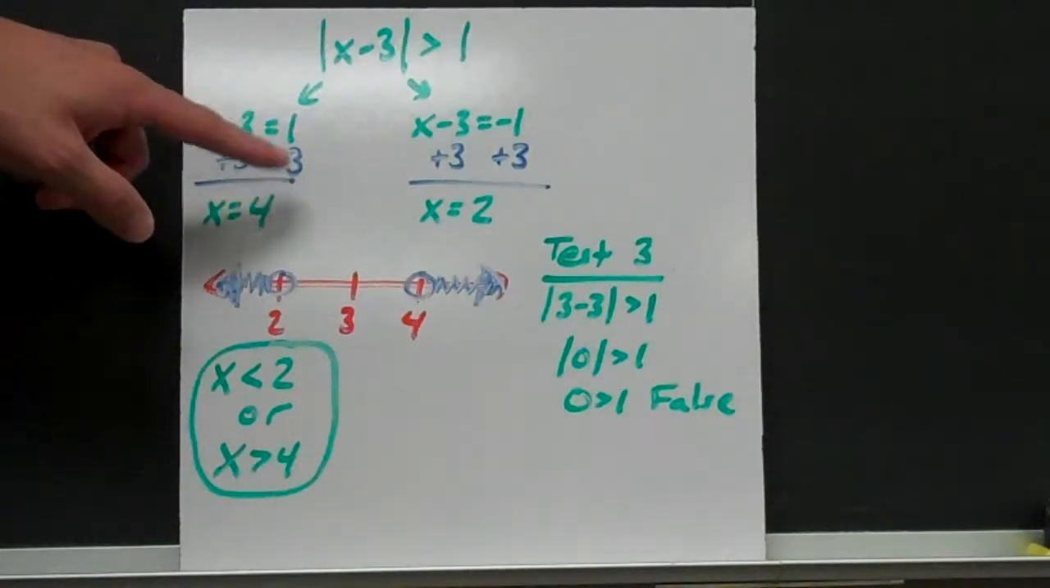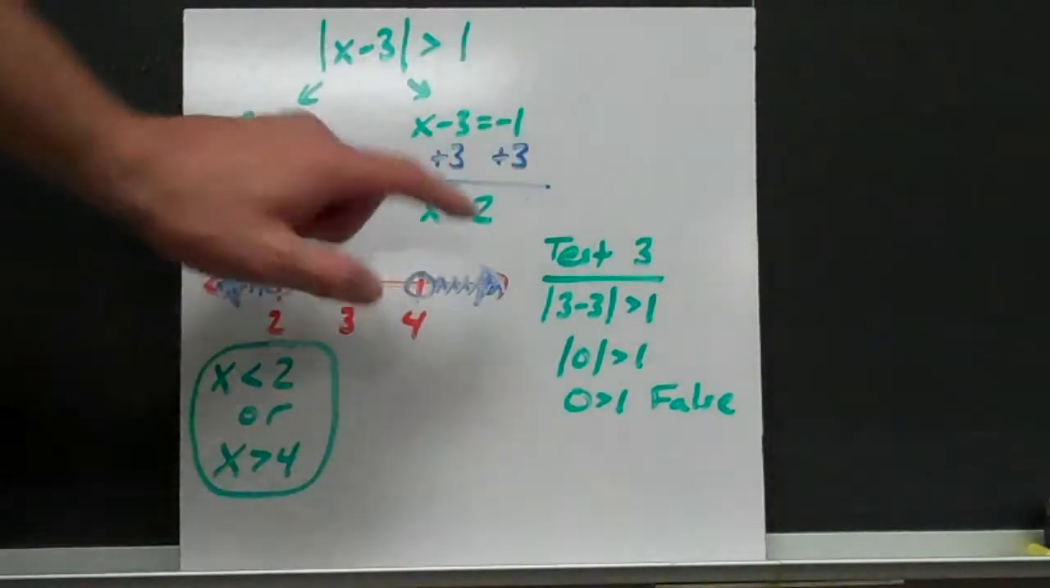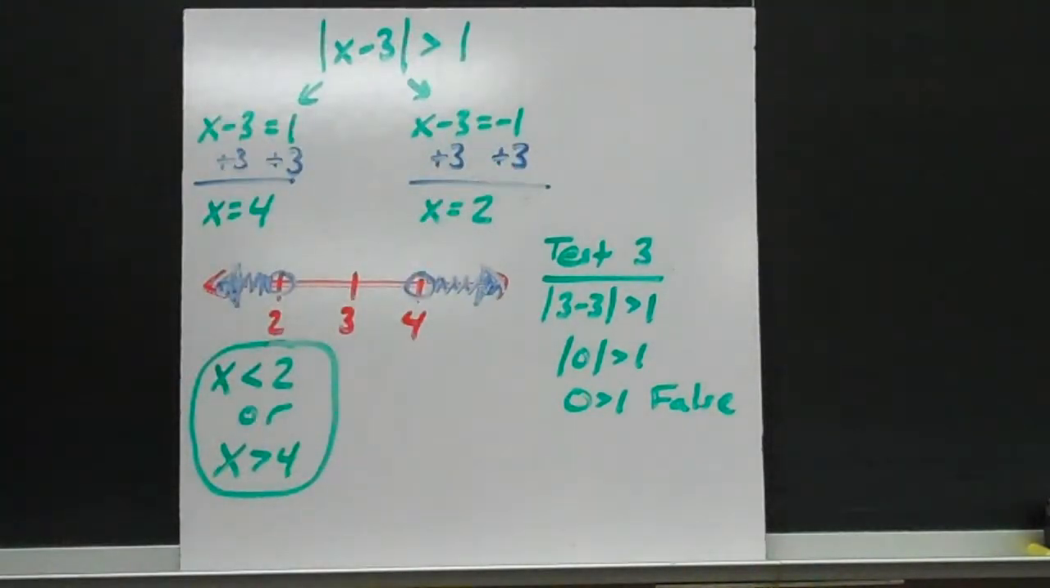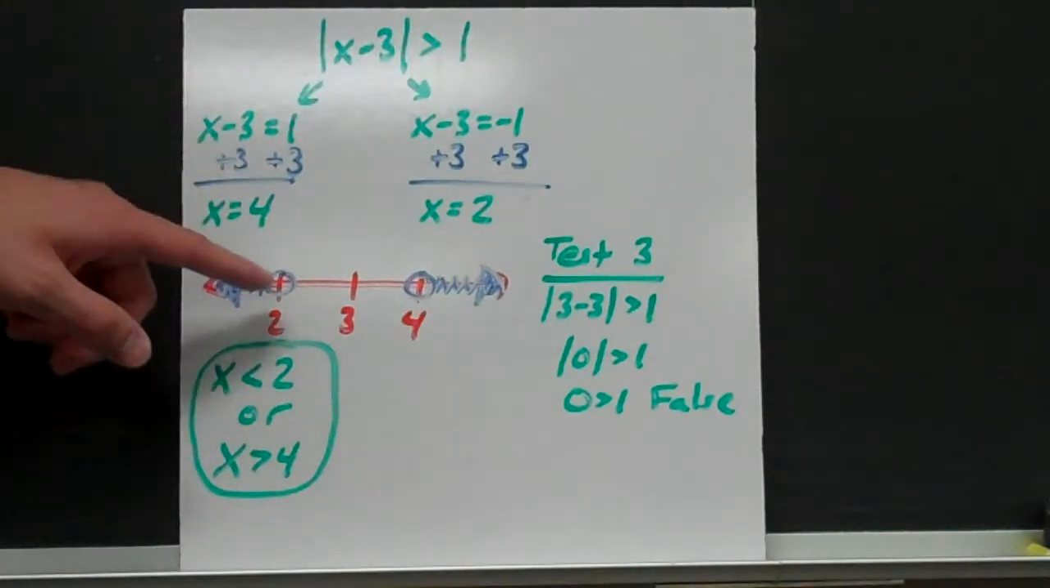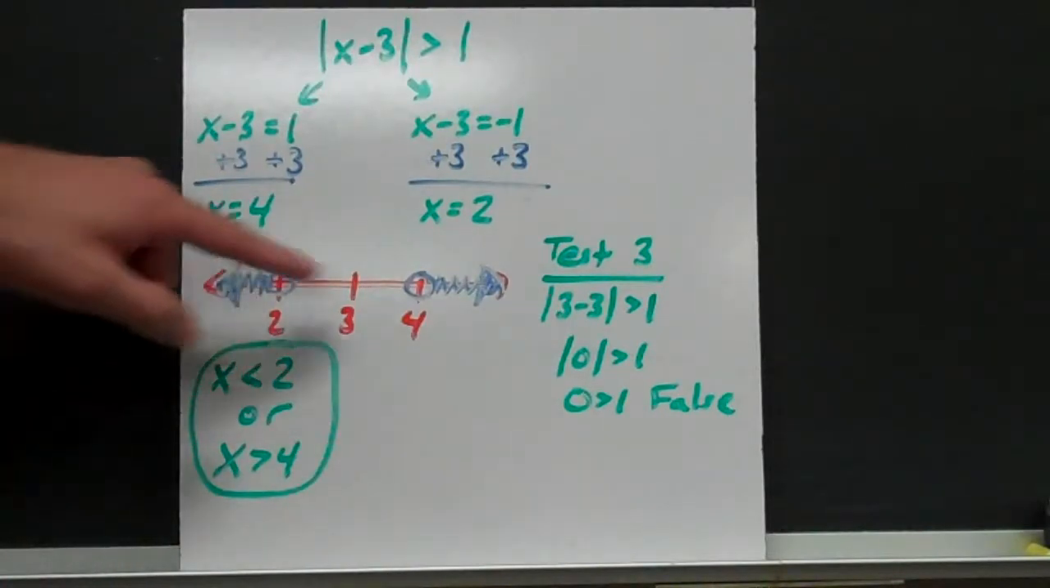Add 3 to positive 1 and we get x equals 4. Add 3 to negative 1 and we get x equals 2. So those are the two boundary points, positive 2 and positive 4. There's no equal to in our inequality, so the circles are going to be open.